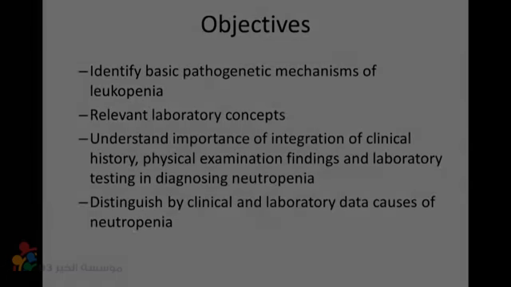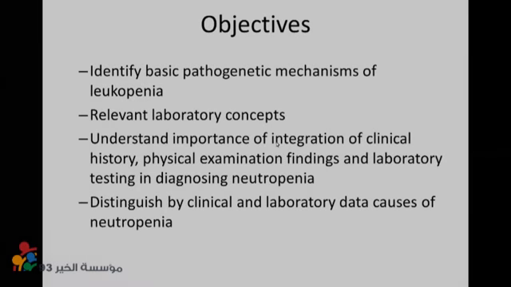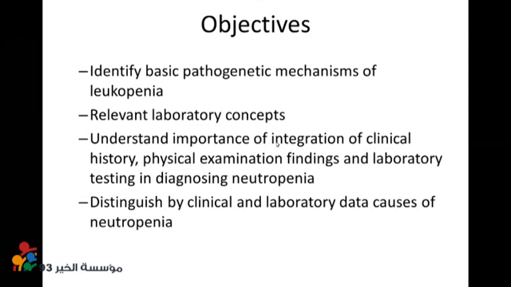Evaluation is necessary and whether intervention is required might be challenging. And this is really what we are going to try to address today. So the objective for what we are going to do in the next maybe 30 to 45 minutes is to basically identify some of the basic pathogenetic mechanisms of leukopenia, understand some of the relevant laboratory concepts, and understand the importance of integration of the clinical history, physical examination findings, and lab testing in the diagnosis of neutropenia.